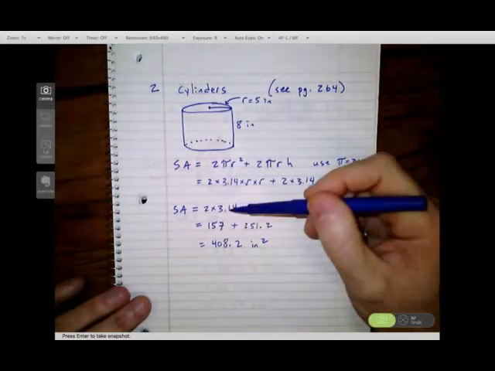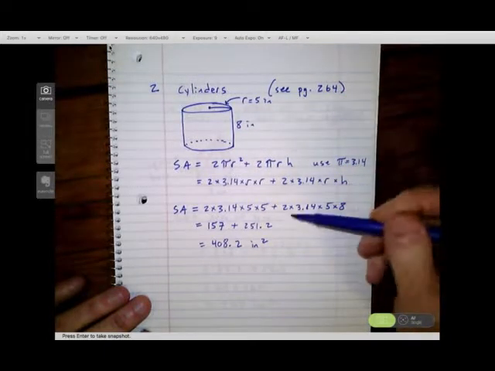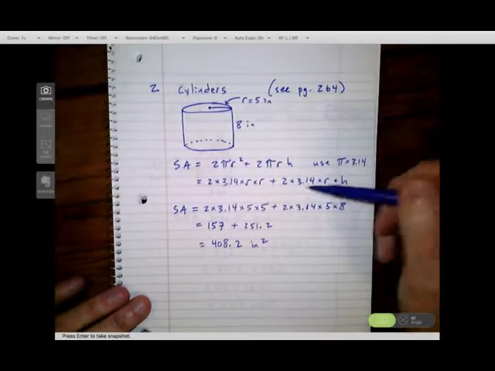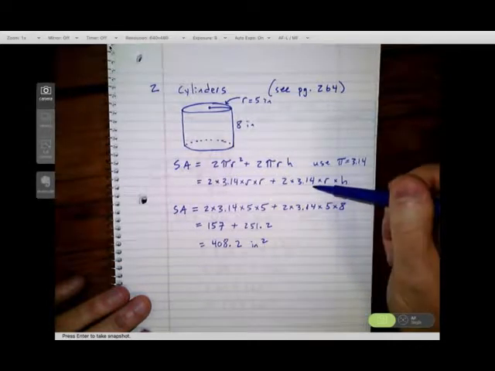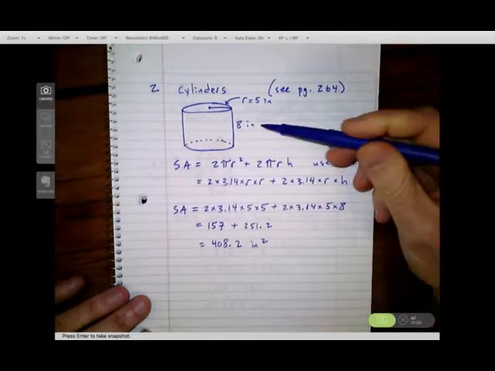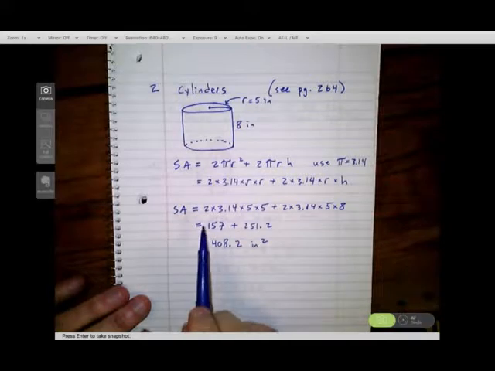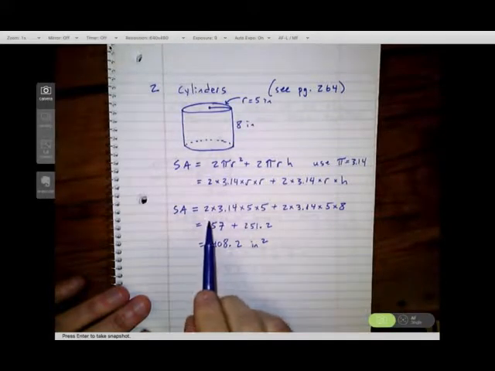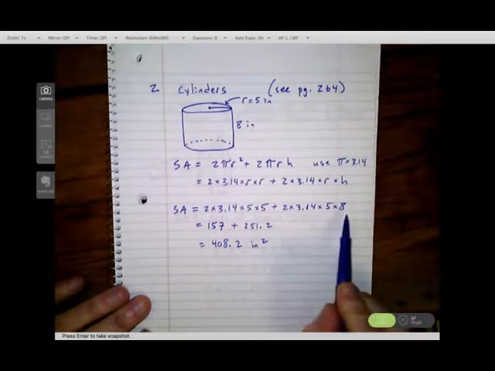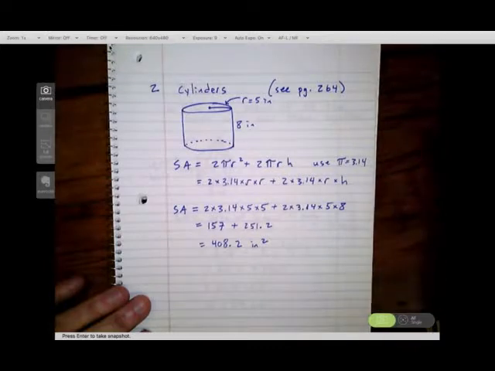So 2 times 3.14 times the radius, again the radius was 5, plus 2 times 3.14, those just come with the formula, those don't change, those will be the same every time we do it, times the radius, times 5, times the height, times 8. Okay, again, calculator, just crunch the numbers in there. So if you work this part out, you get 157. If you work this part out, you get 251.2, and then you add those together to get your overall surface area, so 408.2.